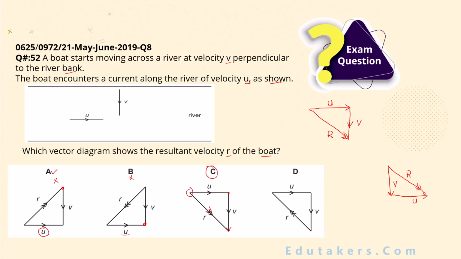We also check option D. Here the two vectors u and v are drawn correctly, but the direction of the resultant is not correct. It will be from the first vector towards the last vector. So D is also incorrect from here. Only the correct option is C.